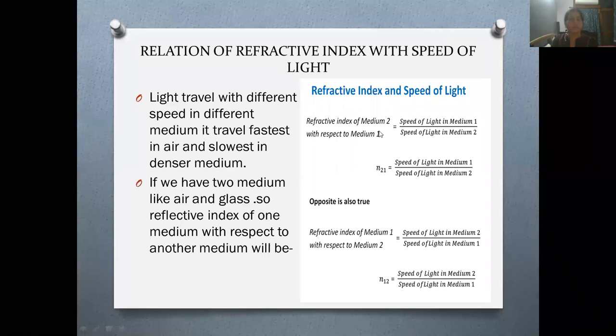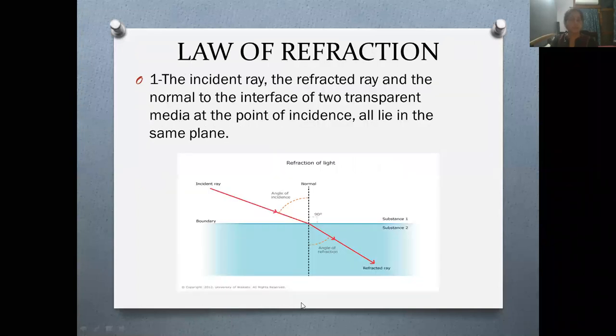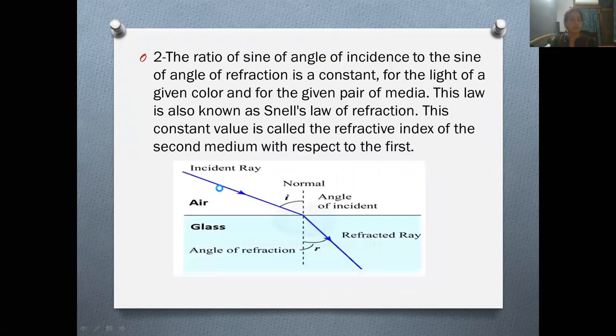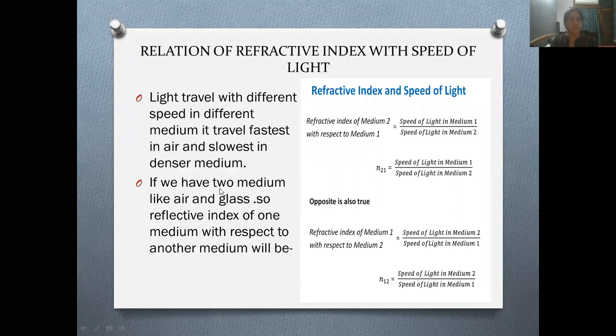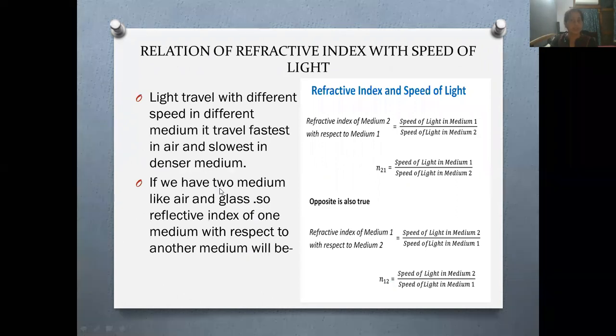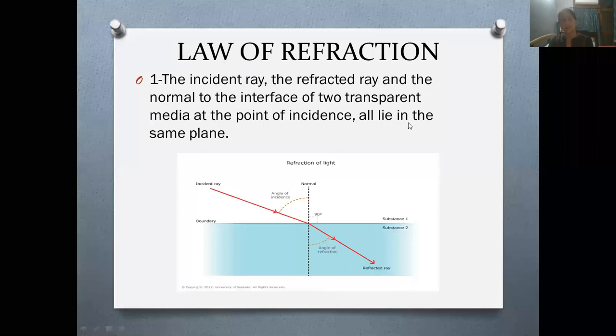Now, what is the law of refraction? So when you study the refractive index, the laws of refraction are, first, the incident ray, this one, the refracted ray, and the normal at the point of incidence all lie in the same plane. This is the first law. This is the first part of the law of refraction.